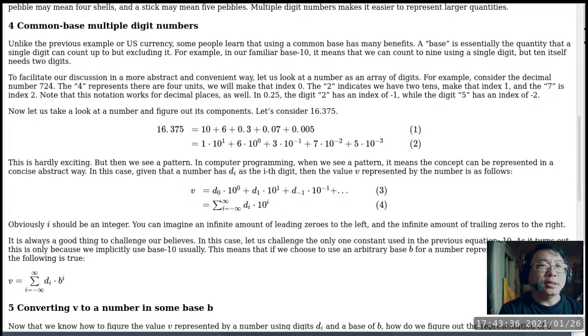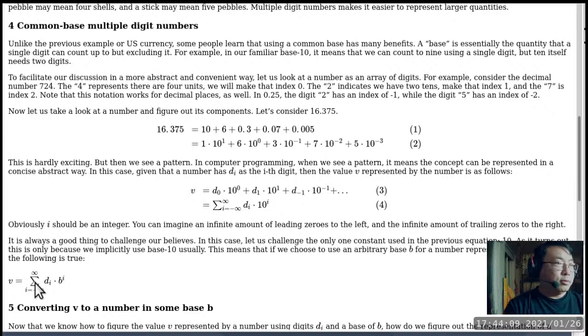You cannot, because based on this generalized representation, the digit is specifying the quantity of the power of your base. So if all of your d_i's are zeros, then the sigma is always going to be 0. So you cannot have a base 1 representation. So base 2 is kind of the lowest base you can start with. All right. Thank you.